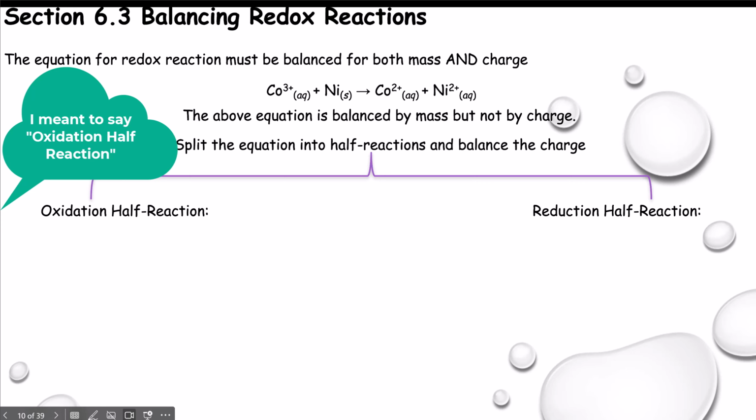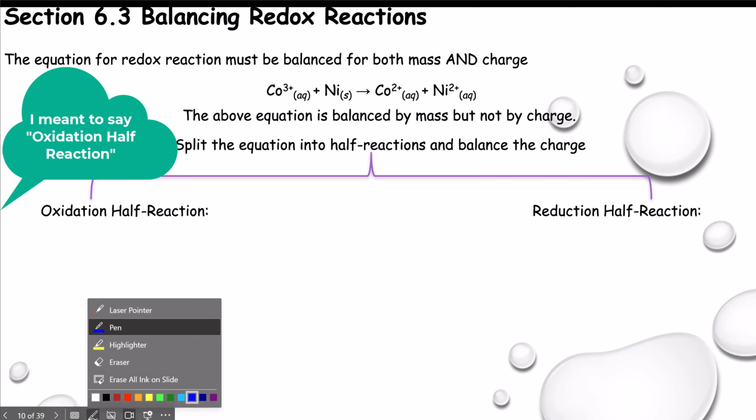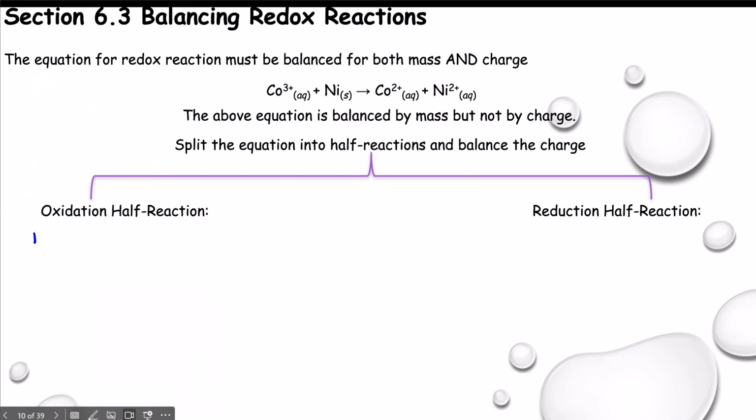So in this half reaction, we're going to take nickel solid, and then find its counterpart. Well, its counterpart is kind of easy. It's nickel 2+. So arrow, nickel 2+. Now let's look at the left side of the equation and the right side of the equation. On the left side, there are no charges, 0. On the right side of the equation, there's a total of +2 charge.